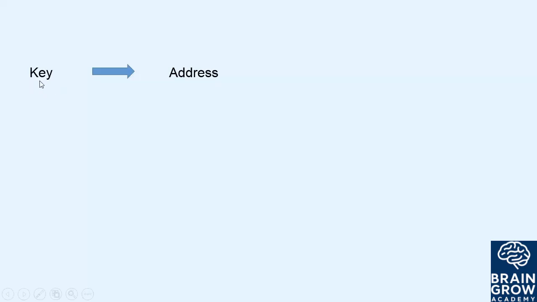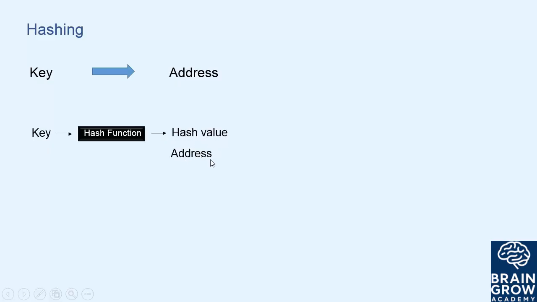This process of converting a key to an address is called hashing. And to do this, we need a hash function. So what is a hash function? It is a function that is used to convert a key value to an address. This hash function will take a key as an input and it will return the hash value of that key. And this hash value is used as the address for storing the key in the array.